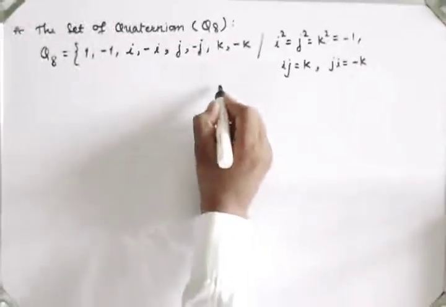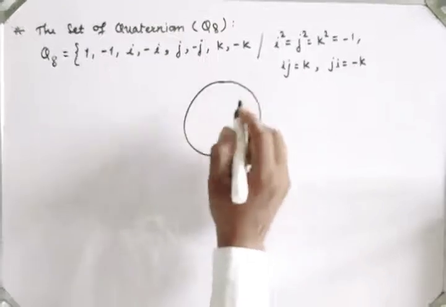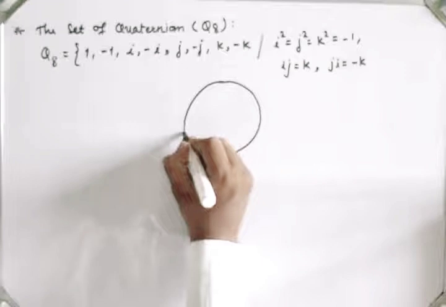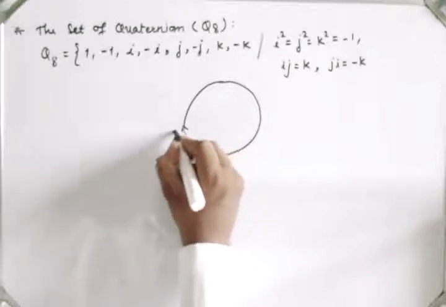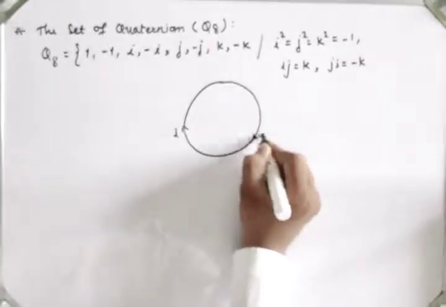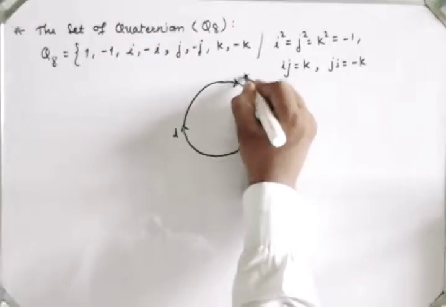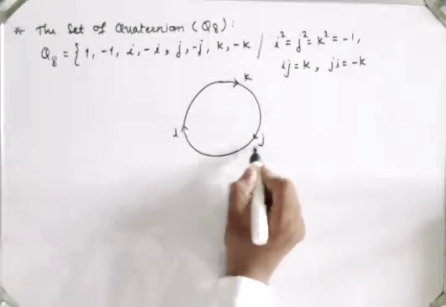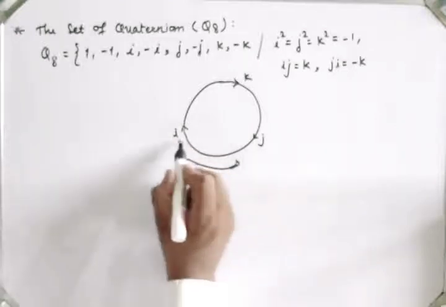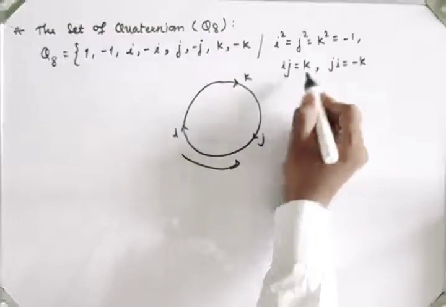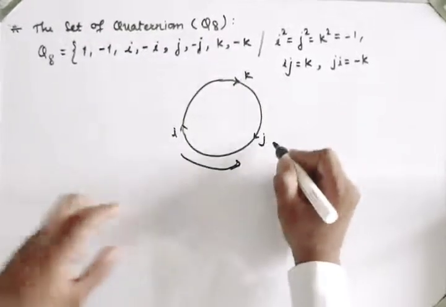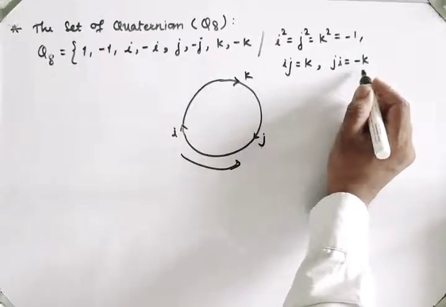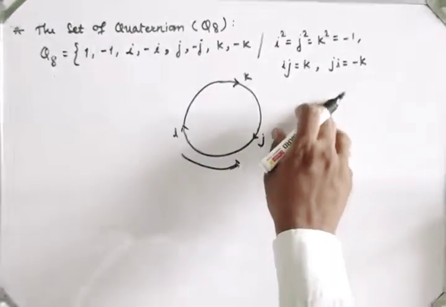By this cycle, I write here I, J, and here K. If I into J by anti-clockwise direction, I into J is equal to K, and for clockwise direction J into I is equal to minus K. So this is the property for quaternion group.